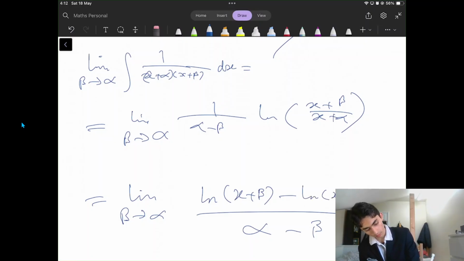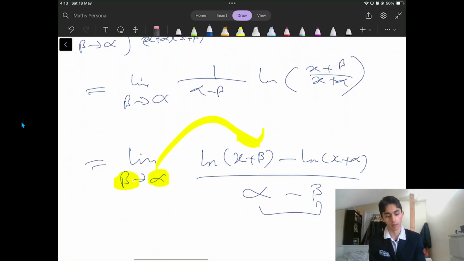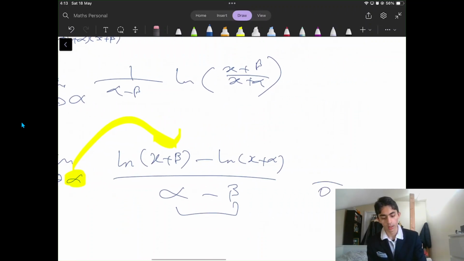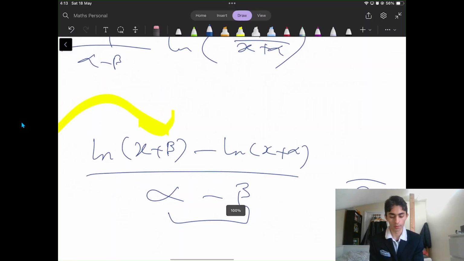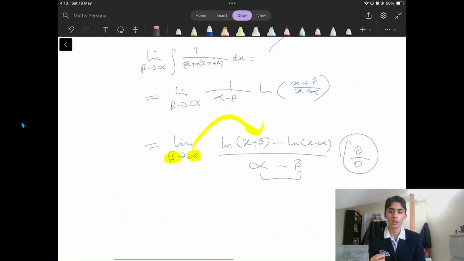Right? Okay, now what happens if you just plug in beta equals alpha into here? Well, firstly, the denominator, alpha minus beta becomes alpha minus alpha, which is 0, right? The numerator becomes natural log of x plus alpha minus natural log of x plus alpha, which is also 0. Because we have a 0 divided by 0 situation, we can use L'Hopital's rule, of course. Of course you saw that coming, right? Of course we're going to use L'Hopital's rule.